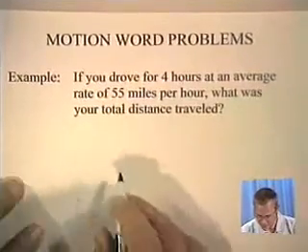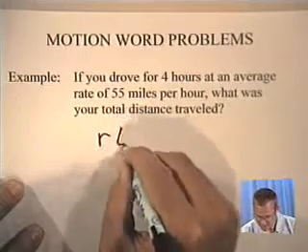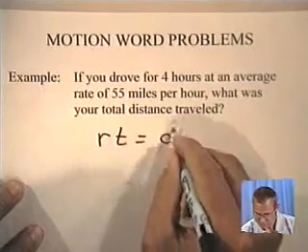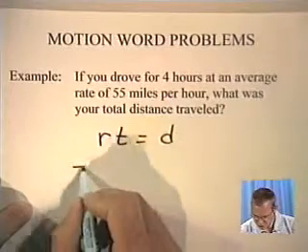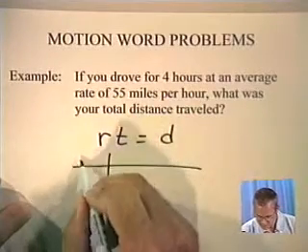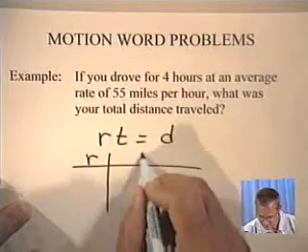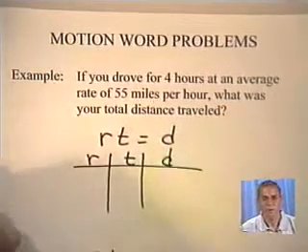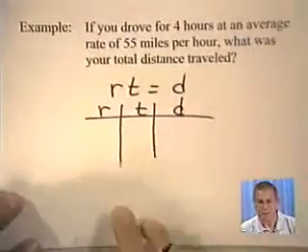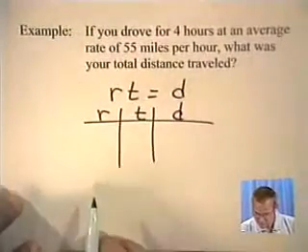Well, let me write down my formula. Rate times time equals distance. When I do these problems, I'm going to draw a little chart. So I'll put R here, I'll put my T here, and I'll put my D here. And what we want to do is fill in the chart with the appropriate values. So let's look at our example.